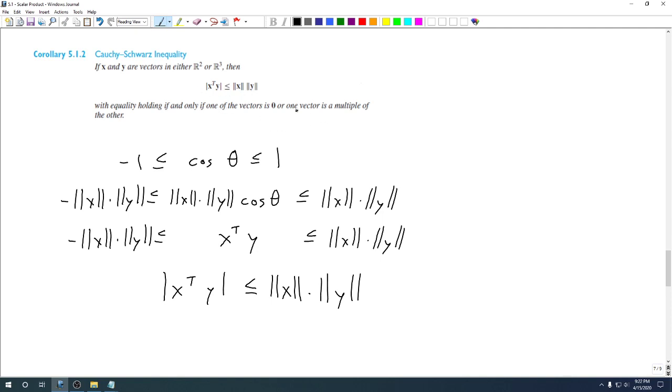If neither one is 0, then how is this ever going to be equal? That's going to be true when x transpose y is either the product of the magnitudes or the negative product of the magnitudes, in which case cosine is equal to 1 or -1. In that case, theta is 0 or 180 degrees. All that means is that our vectors either point in the same direction, or in the opposite direction. Either way, those vectors will be multiples of each other.